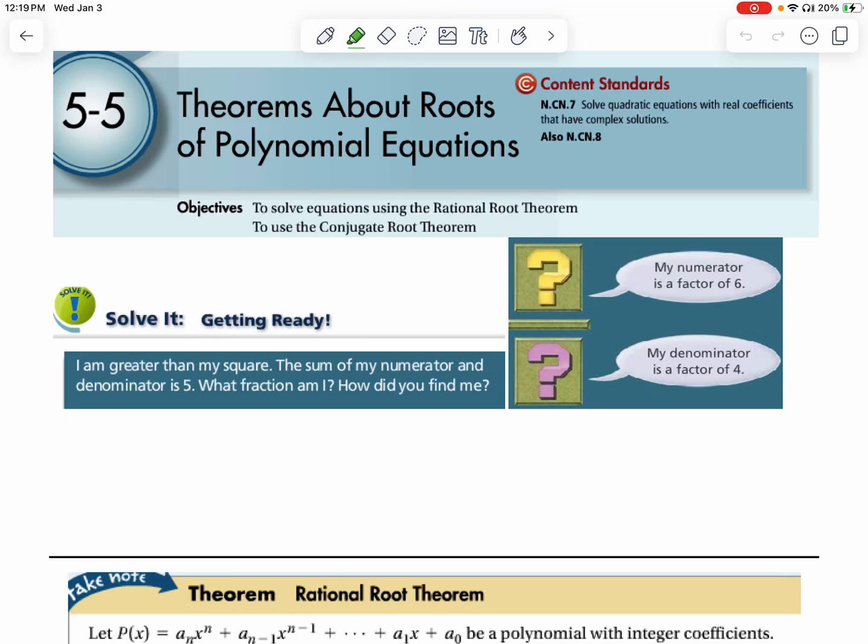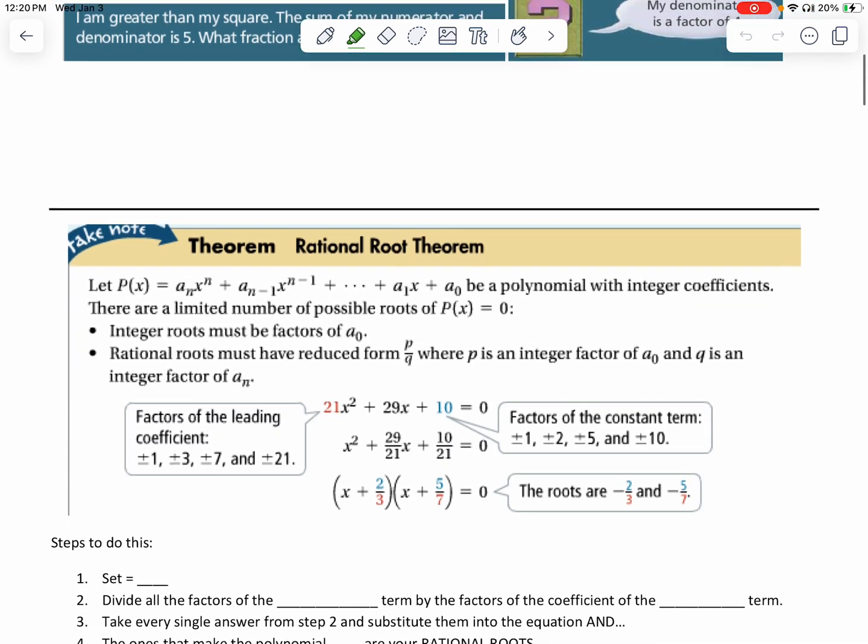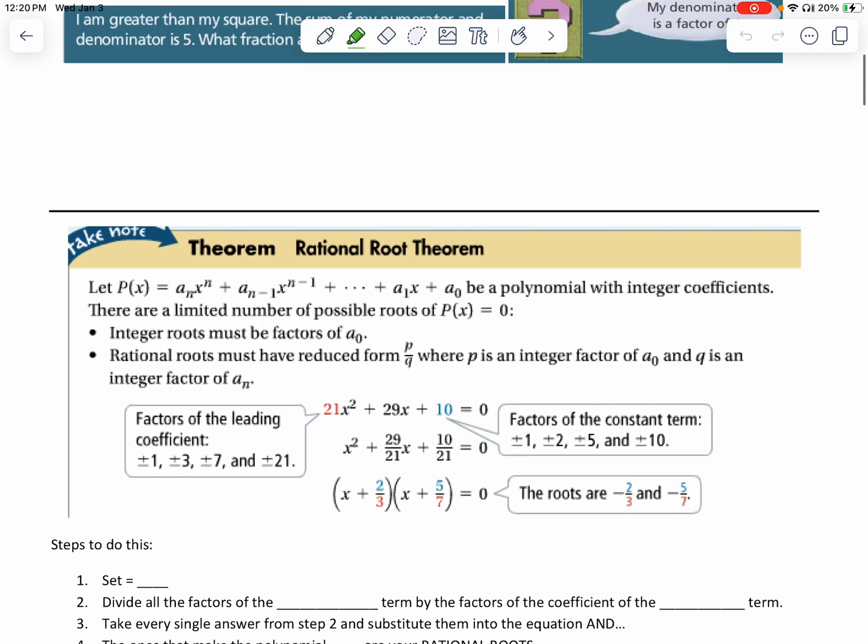It is my favorite section thus far in chapter 5, and the next one coming up is even better. So today you're just going to learn about rational roots and how to find rational roots. The word rational means that they can be made into a fraction. You can do that little warm up if you want to, but we're going to just run with it, and we're going to talk about this thing called the rational root theorem.